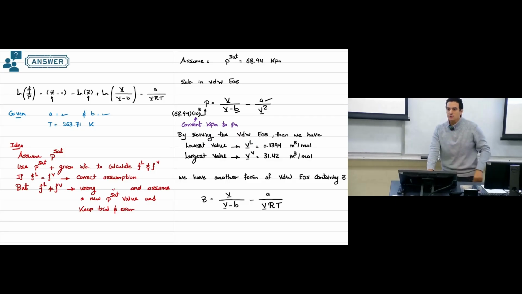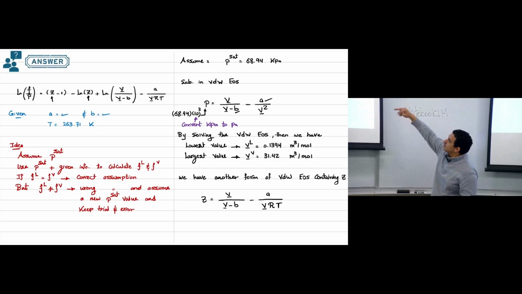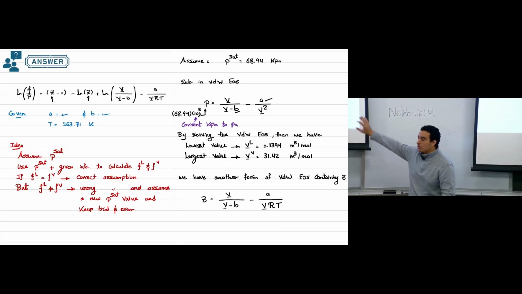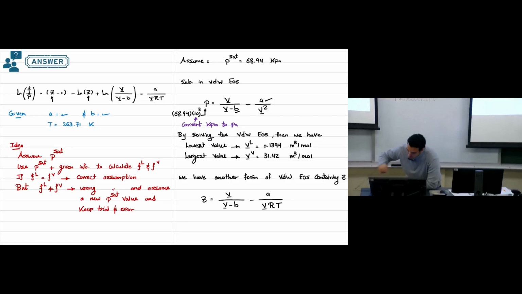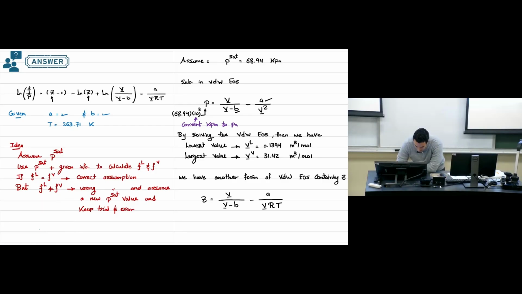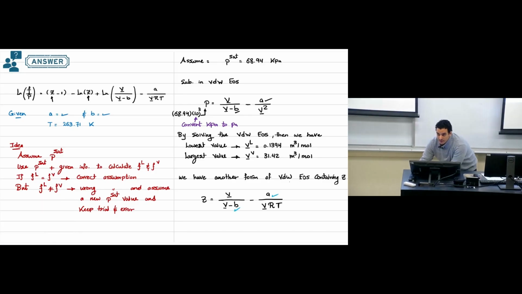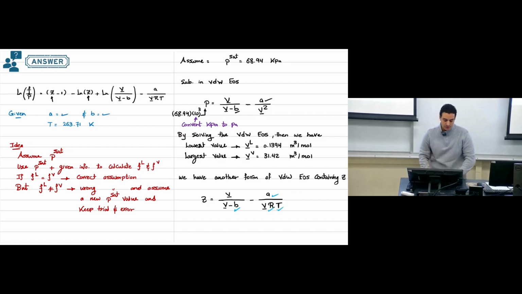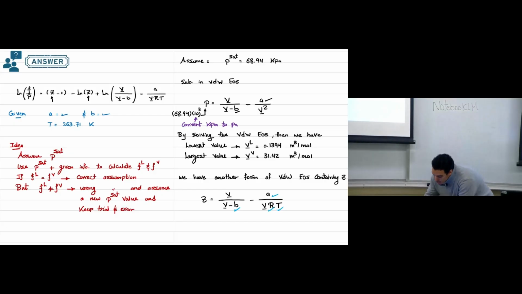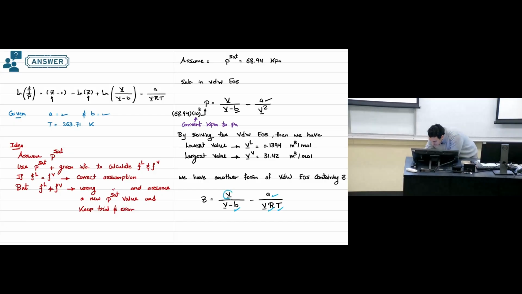So again, this is also van der Waals equation of state. These are the two forms of van der Waals equation of state: one with compressibility factor, one without compressibility factor. So for this equation here, I have the value of A, I have the value of B. Ideal gas constant, this is known. Temperature is given, 263.